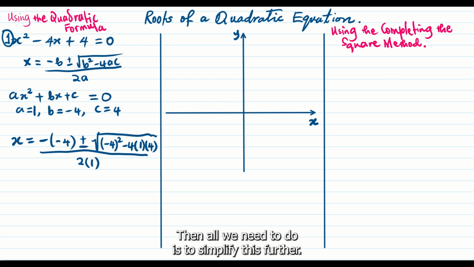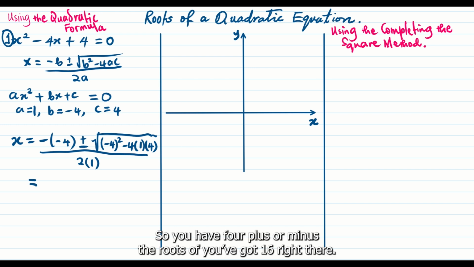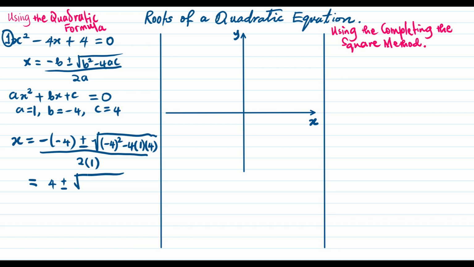And then all we need to do is to simplify this further. So you have 4 plus or minus the root of, you've got 16 right there, minus 16, and that gives you 0, all over 2. This gives you 4 over 2, which gives you 2. So x equals 2 twice.